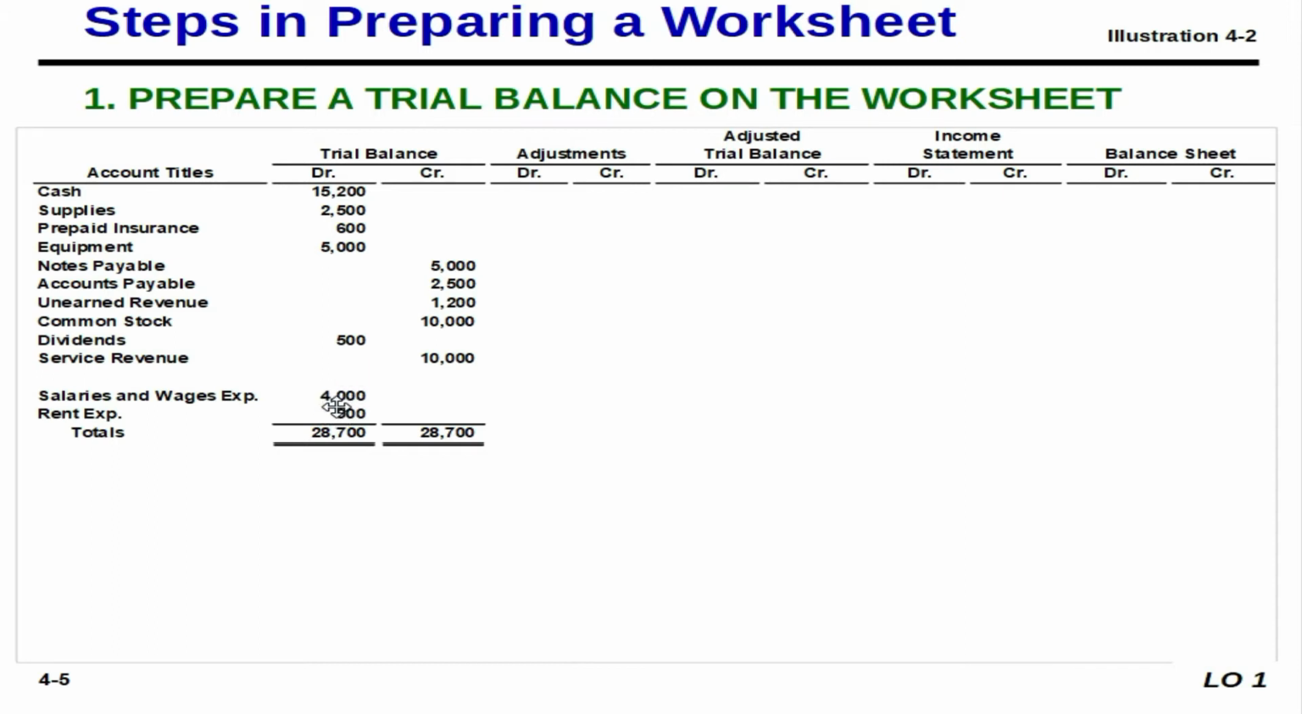If it ain't broke, don't fix it. On the ledger, these balances are going to be reflective. So if on the ledger it says that we have a debit balance for cash of $15,200, just transfer it as is. If it's not broke, don't fix it. Just transfer it as is from the ledger. So that's the trial balance on the worksheet prepared here.